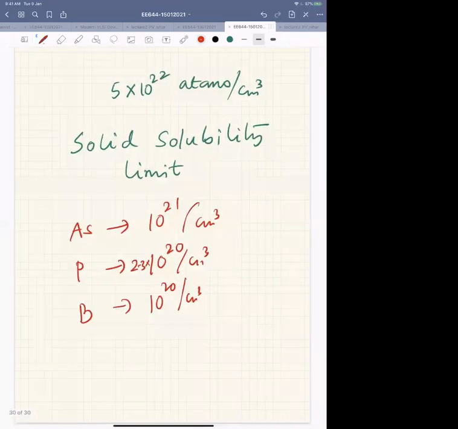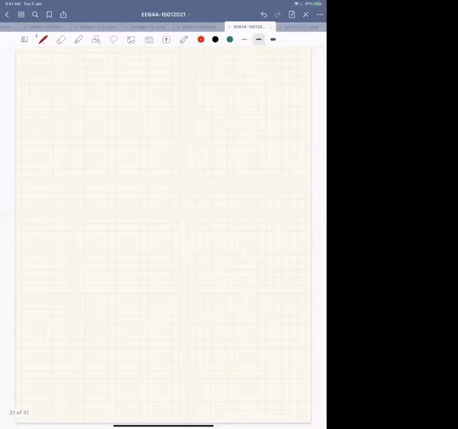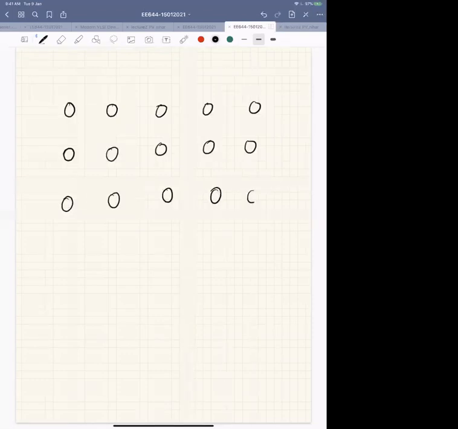So basically what happens is, let's say I have this silicon crystal. These sites we call the interstitial sites, right?